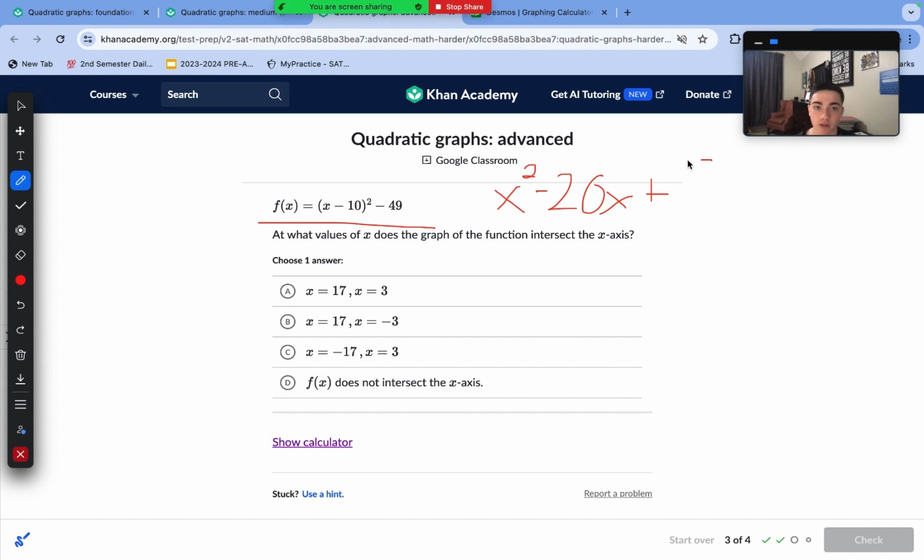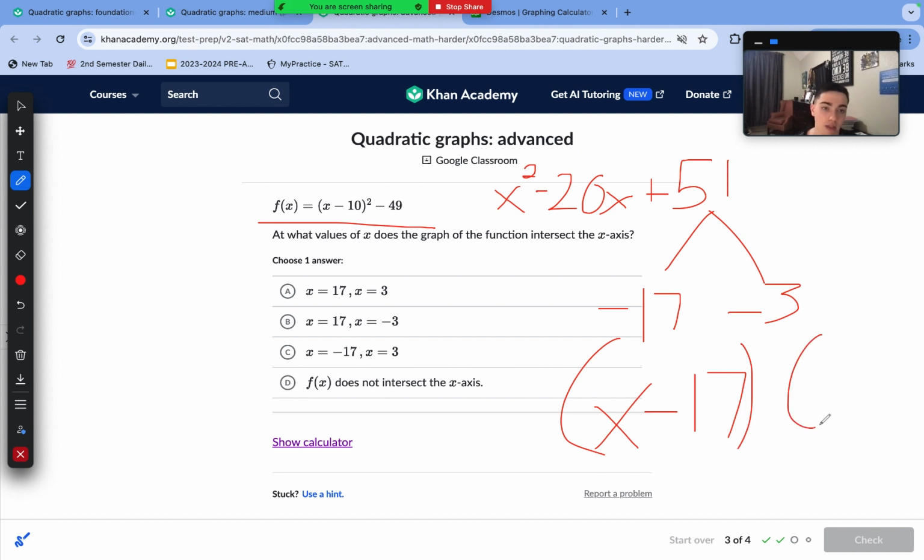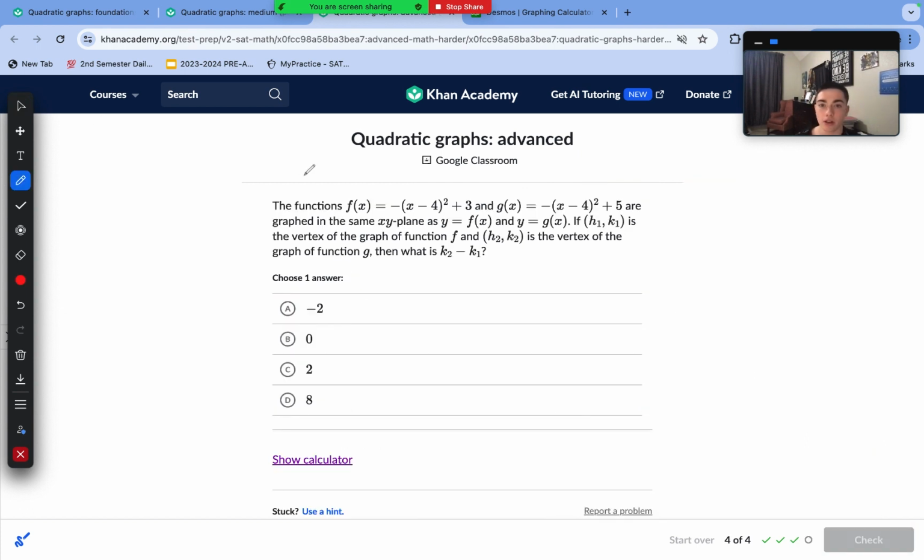Now we find the factors of 51 that add up to negative 20, which would be negative 17 and negative 3. So that means this factored form is (x - 17)(x - 3). And now we take the zeros of this, which are our x-intercepts. We set each of these factors equal to 0, which basically means that our zeros are 17 and positive 3. So 2 positive values here. So that matches answer choice A the best. On to this next question.